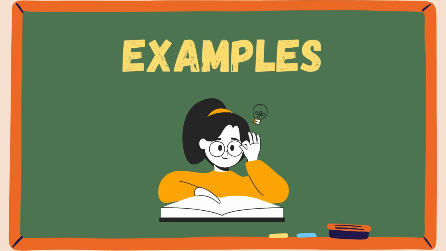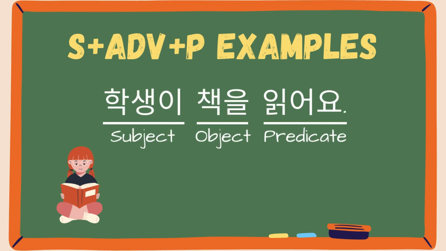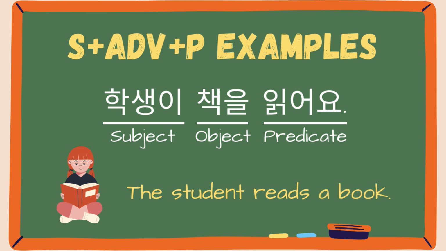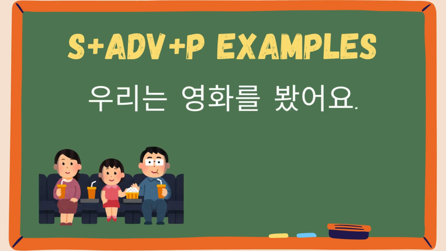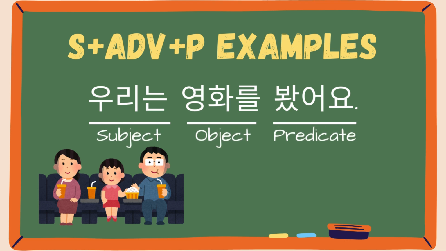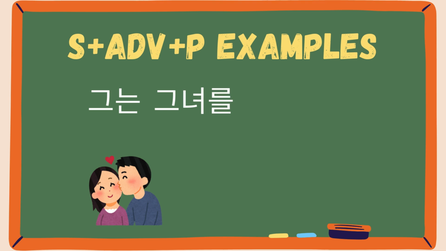Now let's look at some examples. 학생이 책을 읽어요. 우리는 영화를 봤어요. 그는 그녀를 사랑한다.